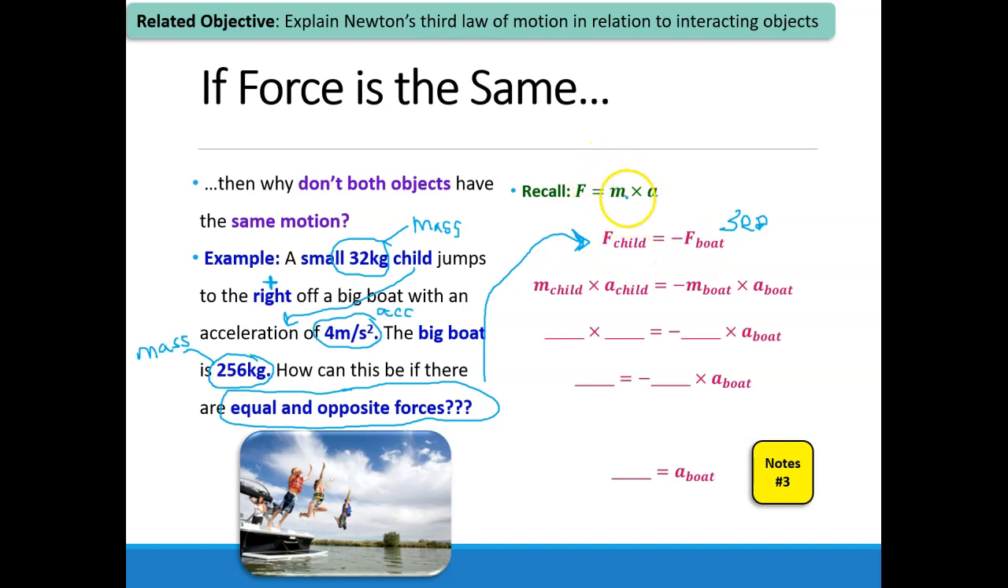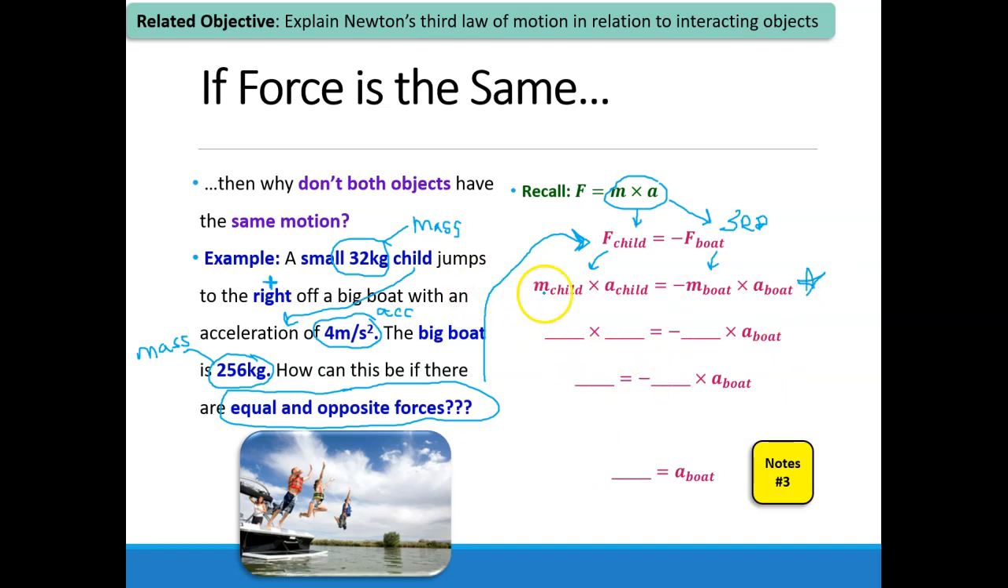Now remember, the actual equation for force is F equals M times A, mass times acceleration. So you can actually plug in MA for both of these forces. Instead of saying force of the child, I can plug in mass of the child times acceleration of the child. And on the other side, equals negative mass of the boat times acceleration of the boat. Again, just plugging in the actual equations for force. Okay, so here's the equation that we're going to use today.